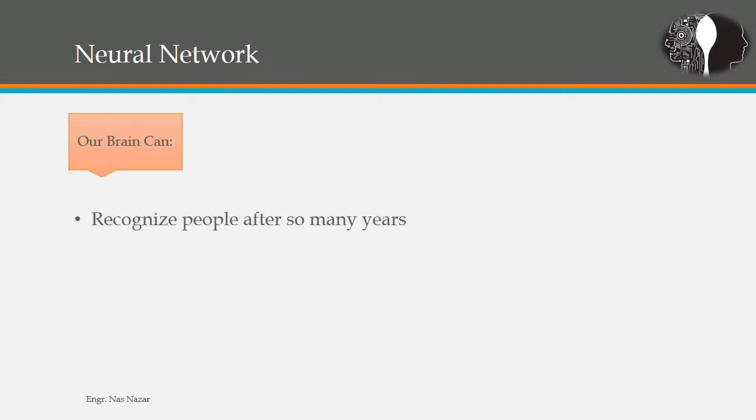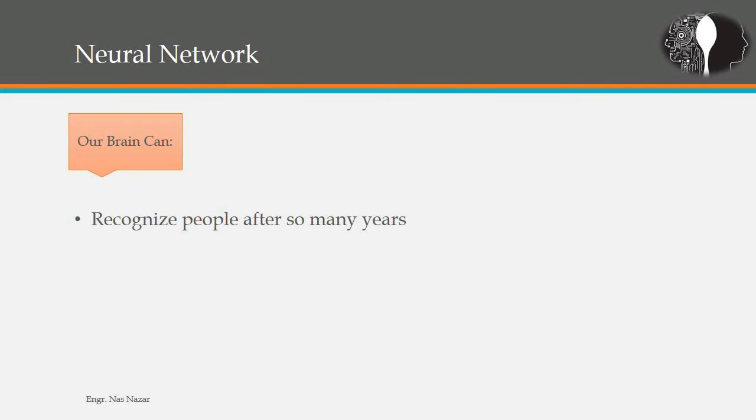Our brain can recognize people after so many years. This is a very important task for our brain, and if you work in the field of image processing, you might understand that this is a very complex and complicated task for a computer to do. It requires several programming and layers to recognize a face of a human, especially if a person changed the color of the hair, the color of the eyes. Computers are not really able to recognize the same person if they change a little bit.